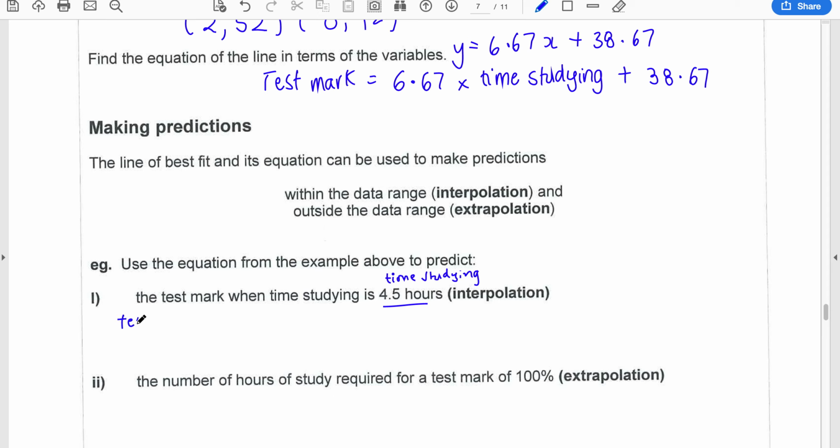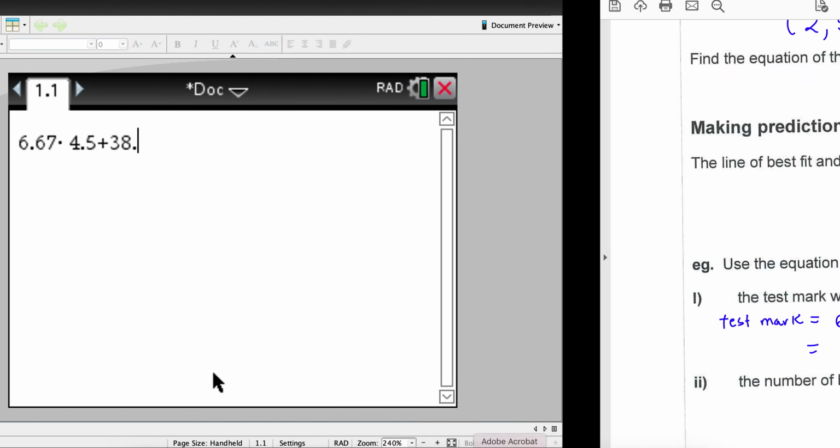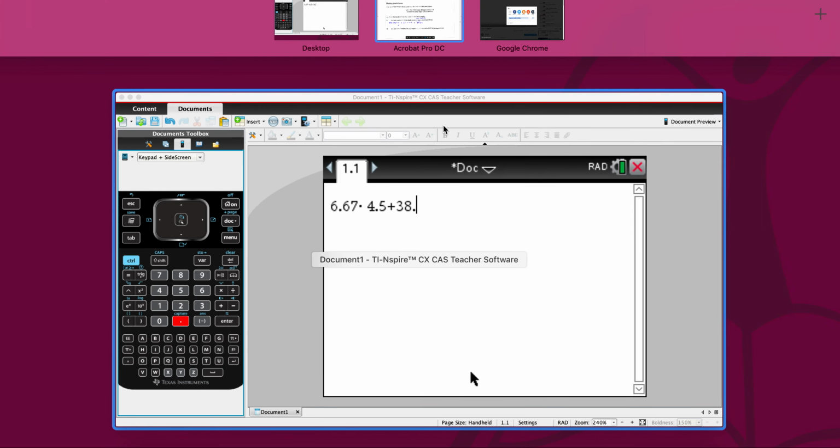In other words, the test mark is going to be equal to 6.67 multiplied by 4.5, because it's 6.67 times the time spent studying, which is 4.5, and then we're going to add 38.67. Let's get our calculators out and establish what that is going to give us. So 6.67 multiplied by 4.5, and then we were adding 38.67.